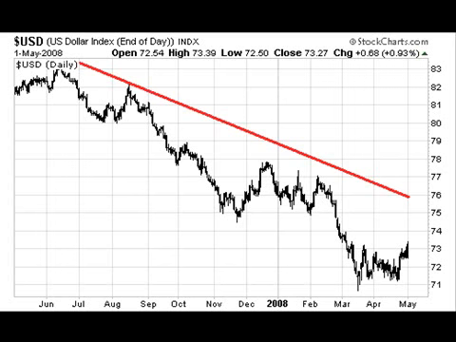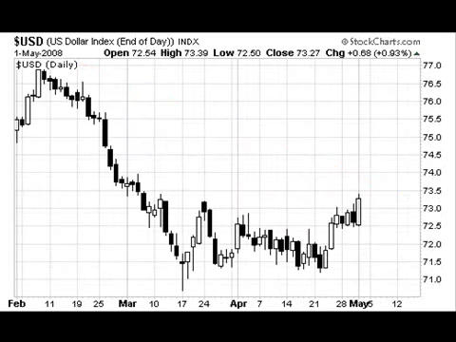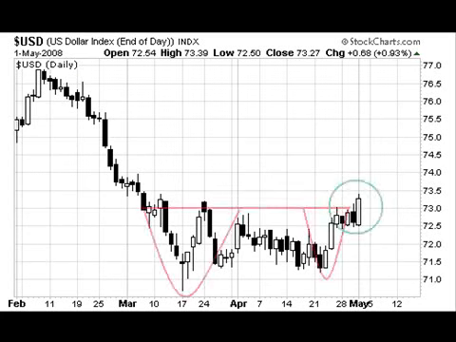I say sort of because I'm going to show you a bit of a different view in just a moment vis-a-vis a point and figure chart. Let's look at the short-term view though of the US dollar index. Here we see bottoming action over the last couple of months, and today pretty good breakout above what looks like a 1, 2, 3 pattern on the daily chart.